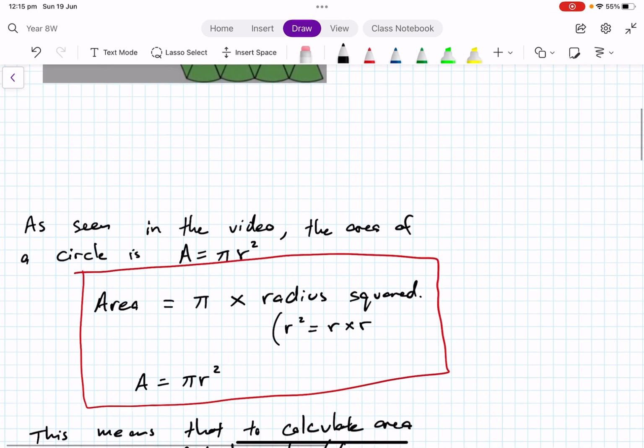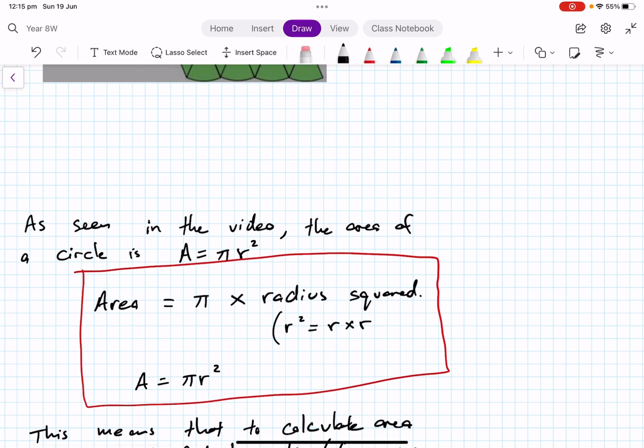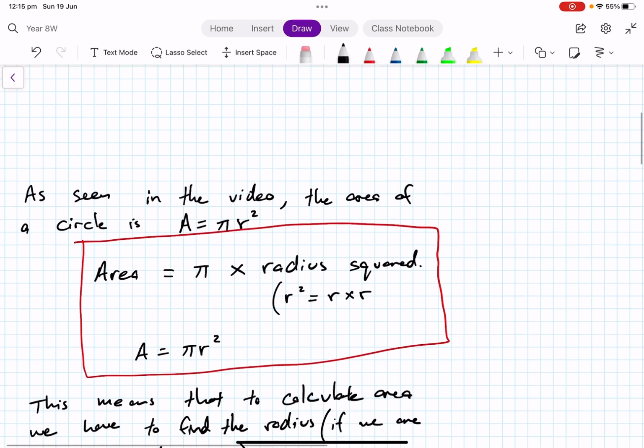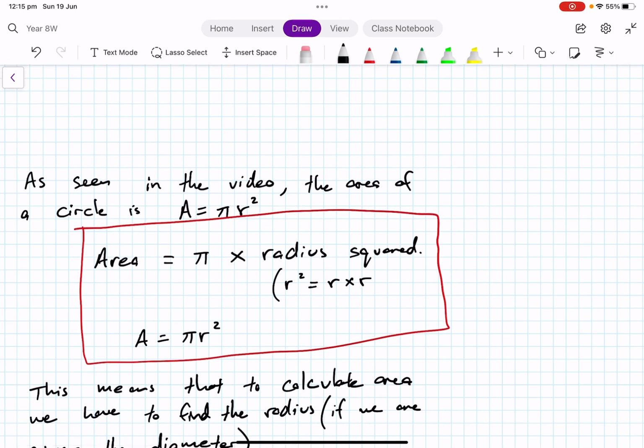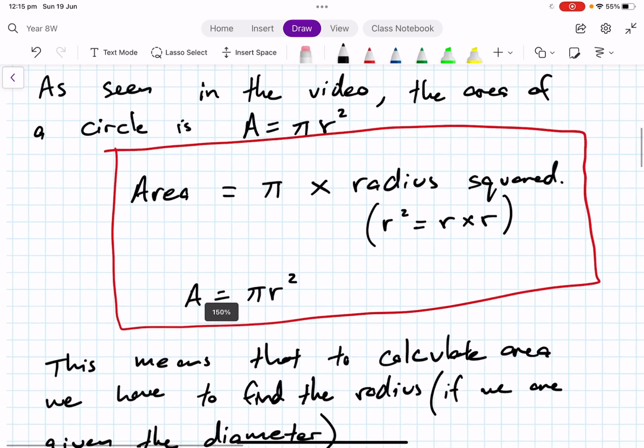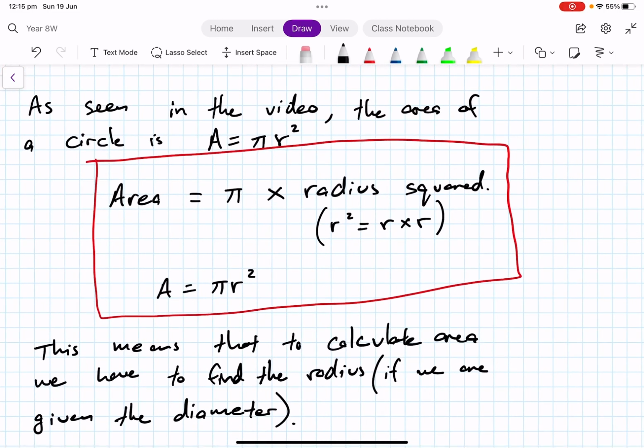The first thing we want to do is work out that the area of a circle is pi times the radius squared, which is pi times r squared. R is the radius, so we can't use the diameter. We always have to work out the radius when we're calculating the area. Pi times the radius squared, and radius squared means r times r.